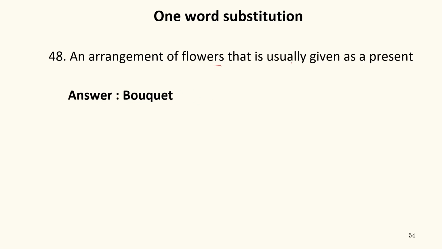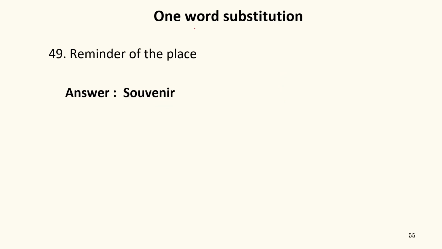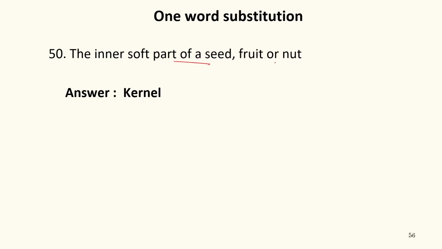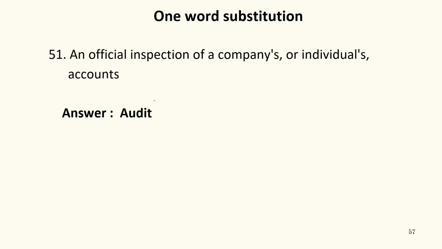An arrangement of flowers that is usually given as a present. So you must have seen a bouquet that contains many flowers, and to make that bunch, we call it bouquet. A bouquet of roses, a bouquet of flowers, this is called bouquet. Reminder of the place, that is called souvenir. The inner soft part of a seed, fruit, or nut is called kernel.